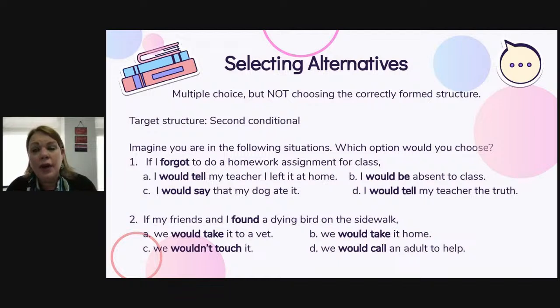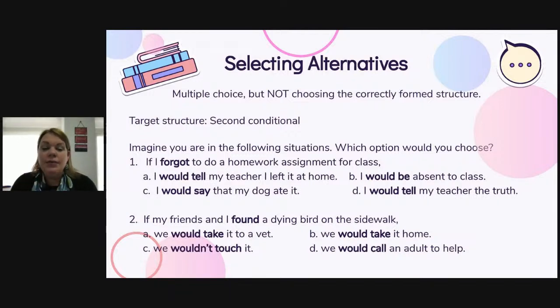This is also part of processing instruction. I'm helping my students to realize what it is that I want them to get from this activity, which is the second conditional, right? That's the target structure. So I'm emphasizing it in the written form and also in the spoken form. Yeah. So that's what we have.